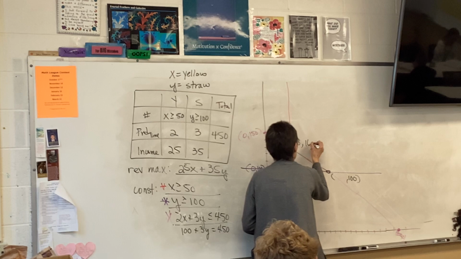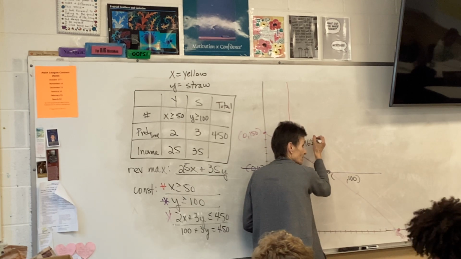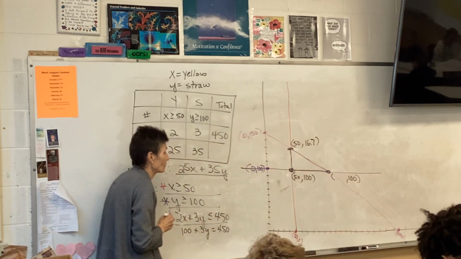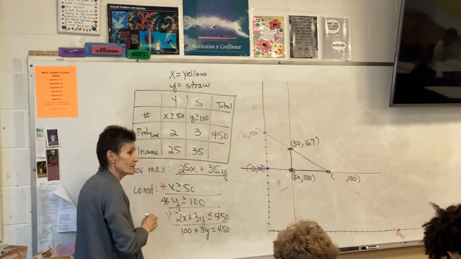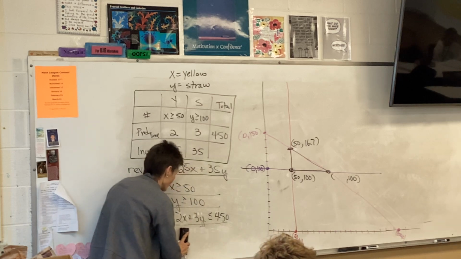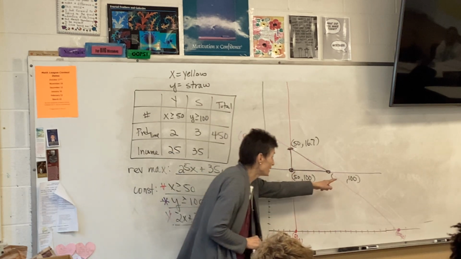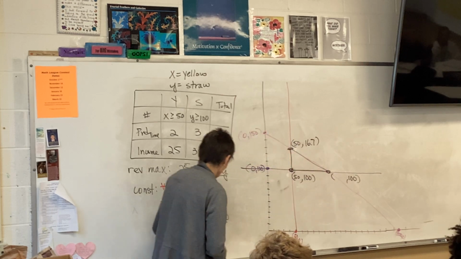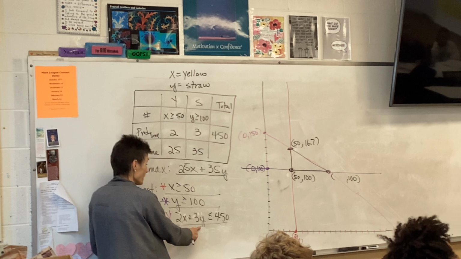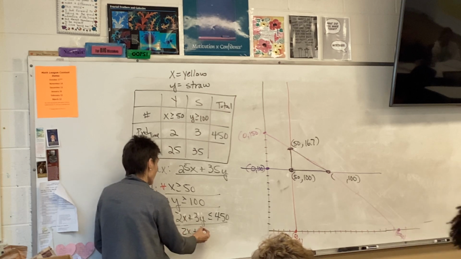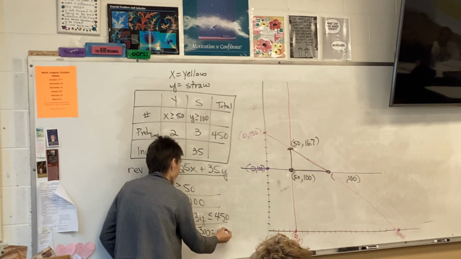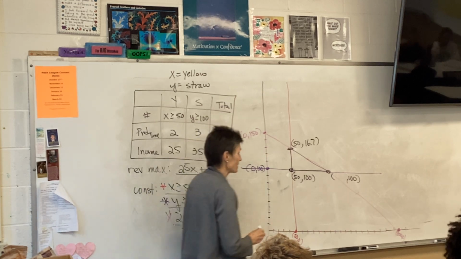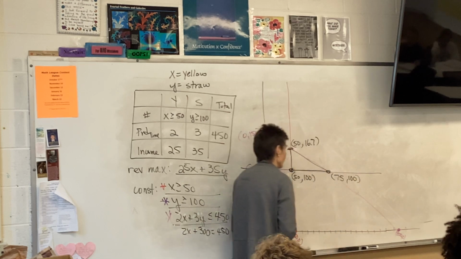16.6. Actually, would it be 7, or is it? Yeah. Now do the same thing, but now we're gonna plug in 100 for y in our pink equation. So 100 for y would be 2x plus 300 equals 450. I think that's 75, but double check my arithmetic.